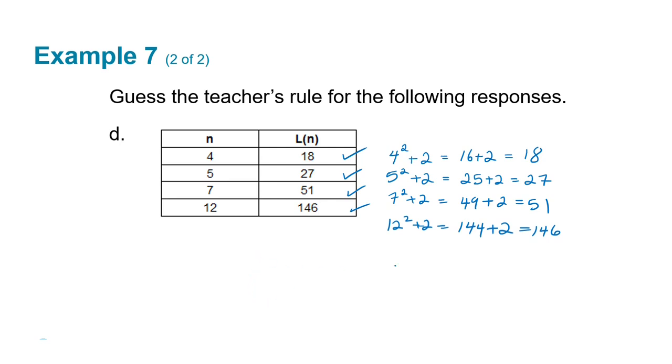So let's come up with our formula. We take the number n, and we have to square it, then add 2. So that's going to be n squared plus 2. That's the correct expression for this problem. It's n squared plus 2.